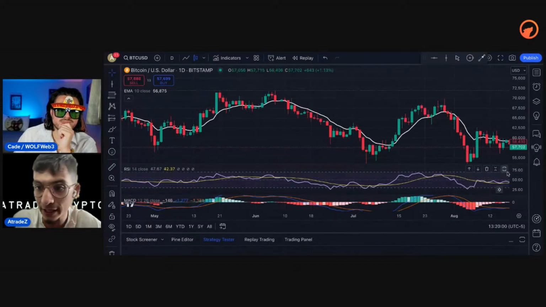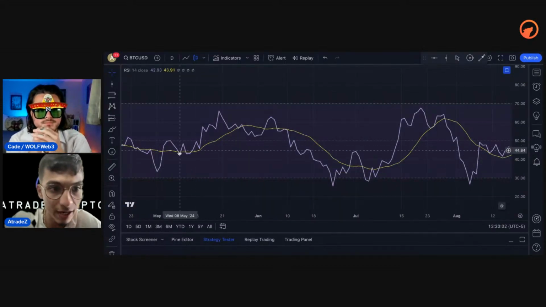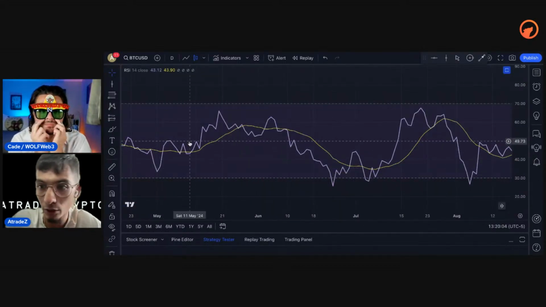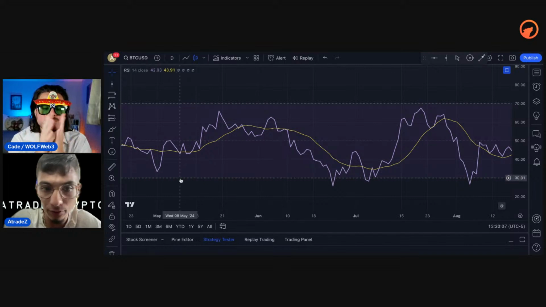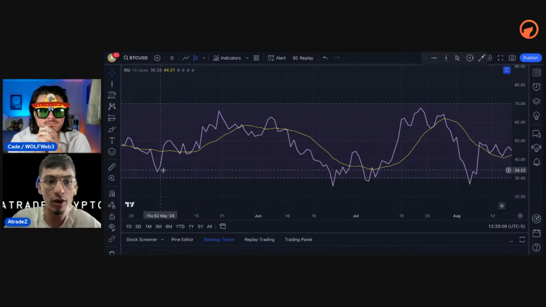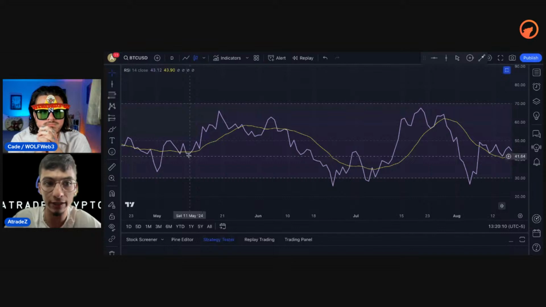When RSI is anything below 50 to 30 is where I typically like to enter. This is like enter the trade on the daily. This is be cautious on the trade in the daily.